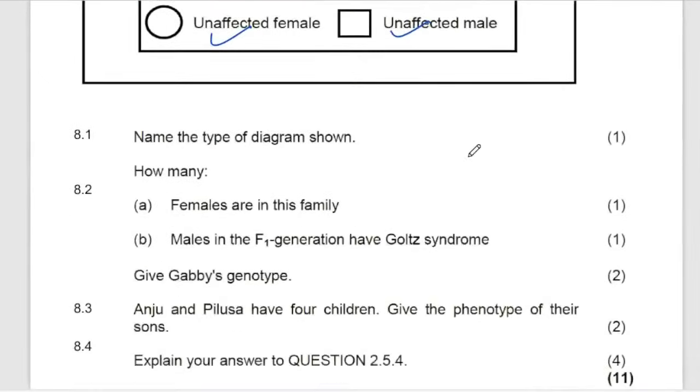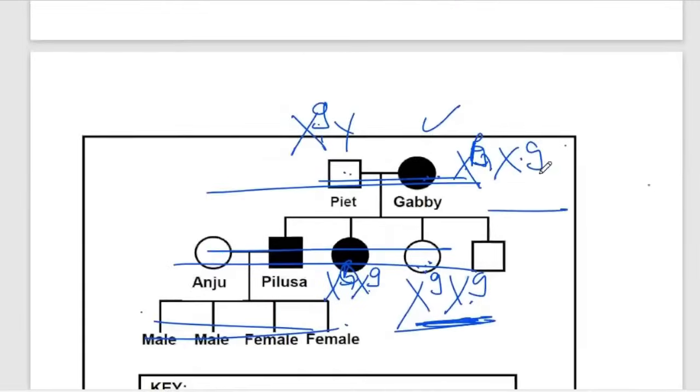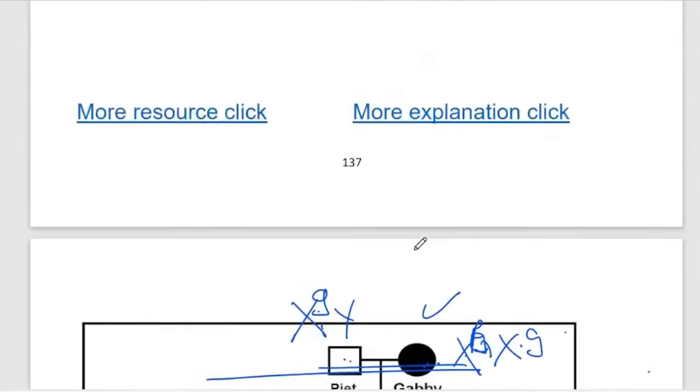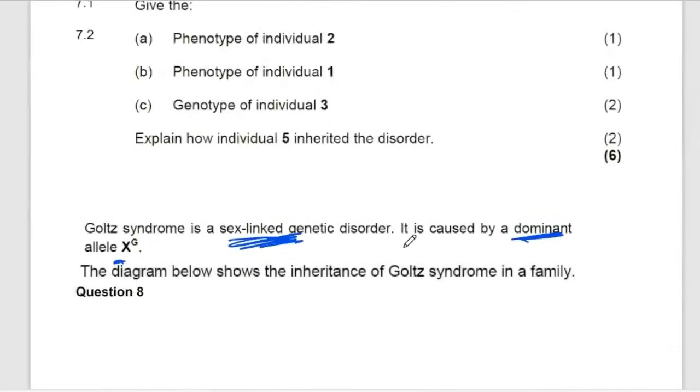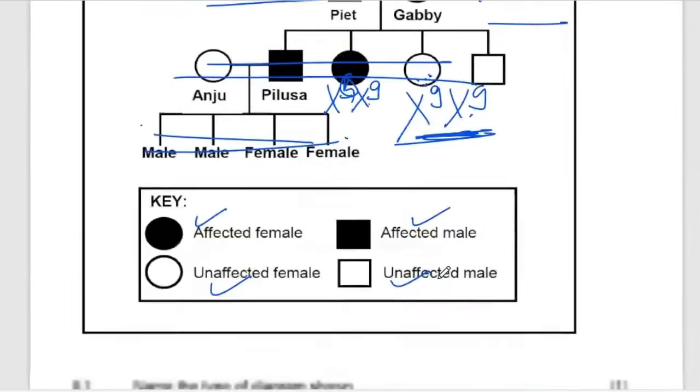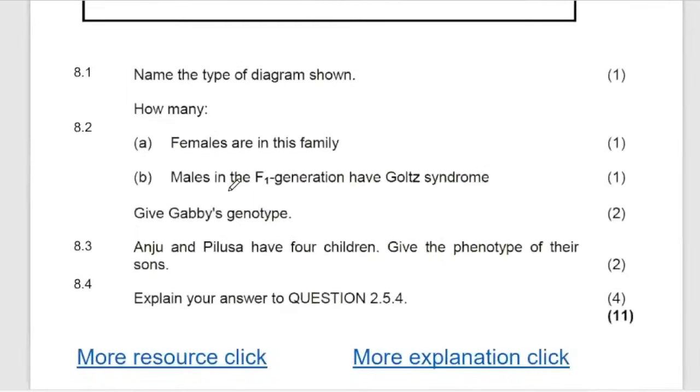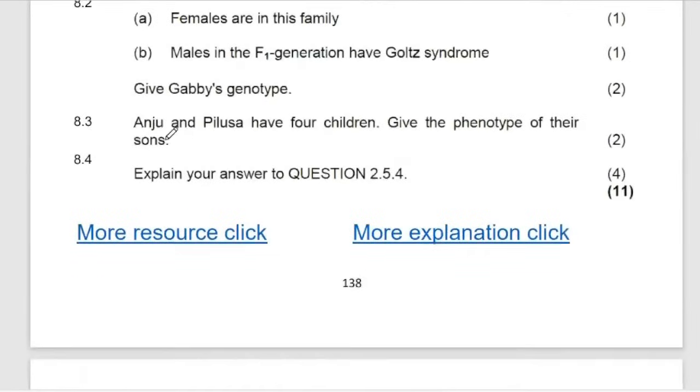And then they're saying, give the genotype of Gabi. We talked about it, because they produce a kid who is not sick. Guys, please take note which one is caused by a dominant allele and which one is caused by a recessive allele. They will have to specify that it is caused by a dominant allele. Is it clear? Okay, we're done with that.